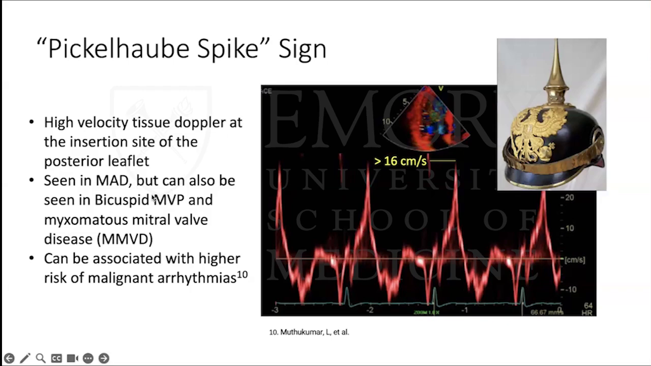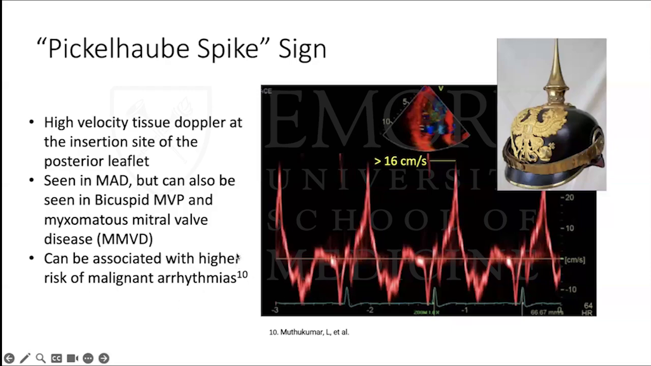Notably, our patient, calling back to our initial case, also had myxomatous mitral valve disease, but you can see this in bicuspid mitral valve prolapse alone. So while it is sensitive for MAD, it's not necessarily specific for MAD alone. Just knowing that if you see this sign, you should raise your index of suspicion for mitral valve disease.